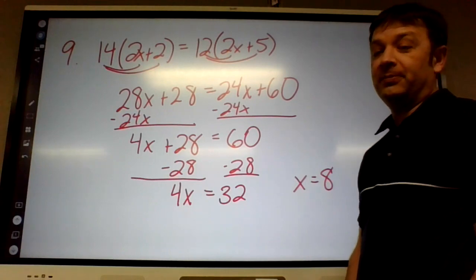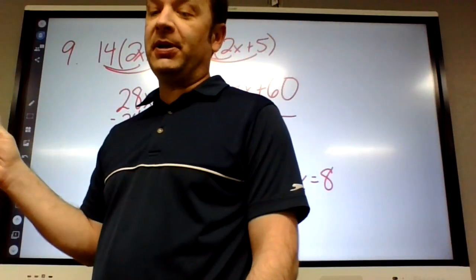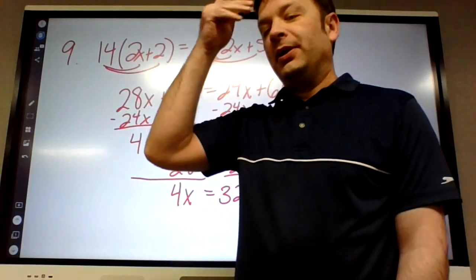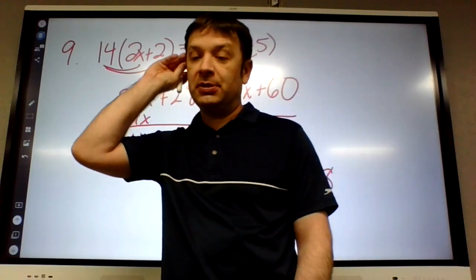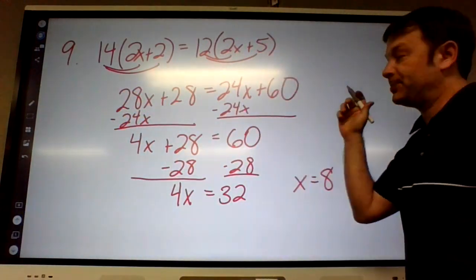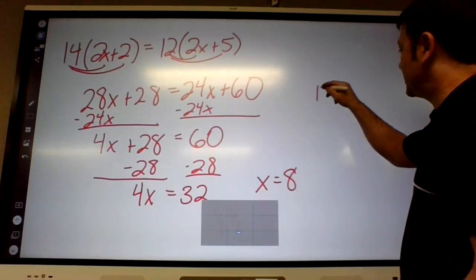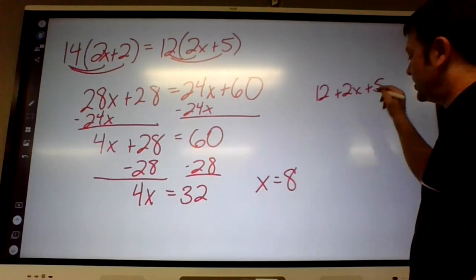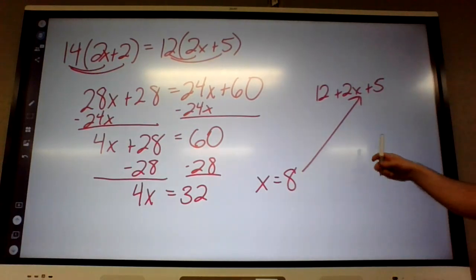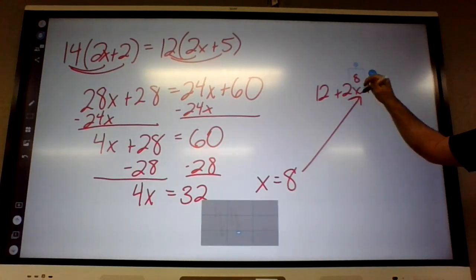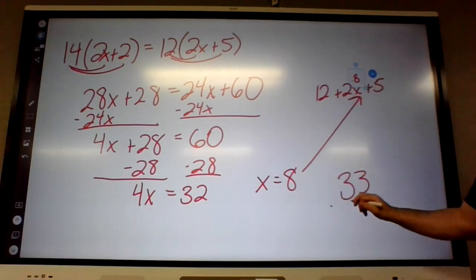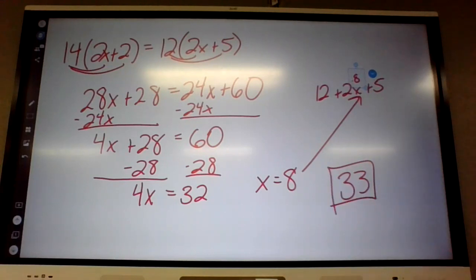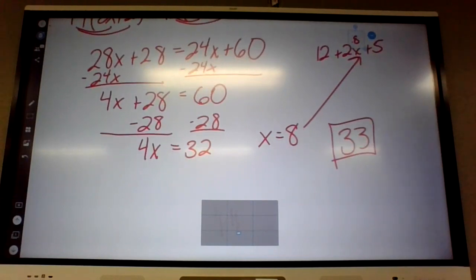Okay, don't forget on this back part, they're not asking for x. They're asking for a segment. So 9 says find UW. UW is 12 plus 2x plus 5. So once we get x, we have to plug it back in. So that would be 16 plus 28 plus 5 is 33. That is the final answer. If you only put the 8, it's like half credit.